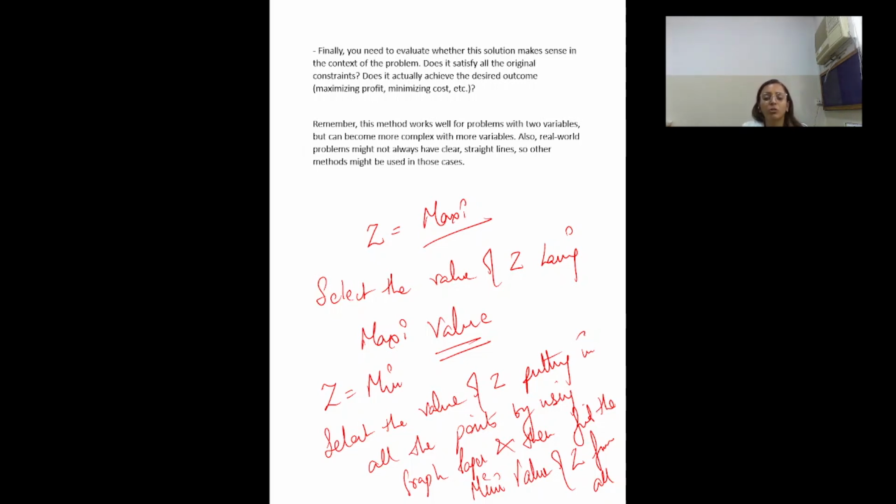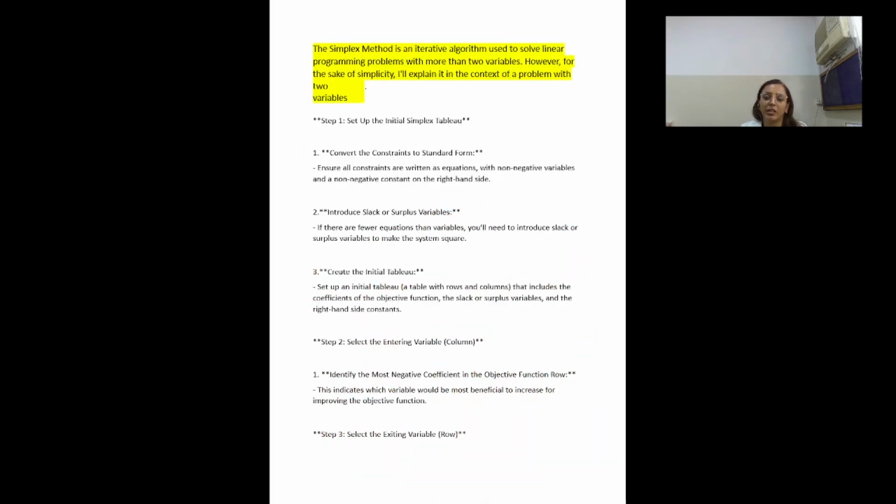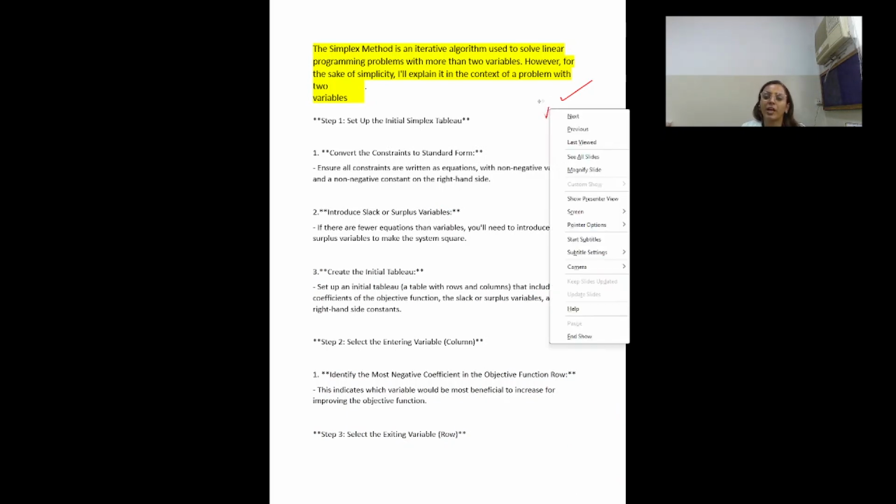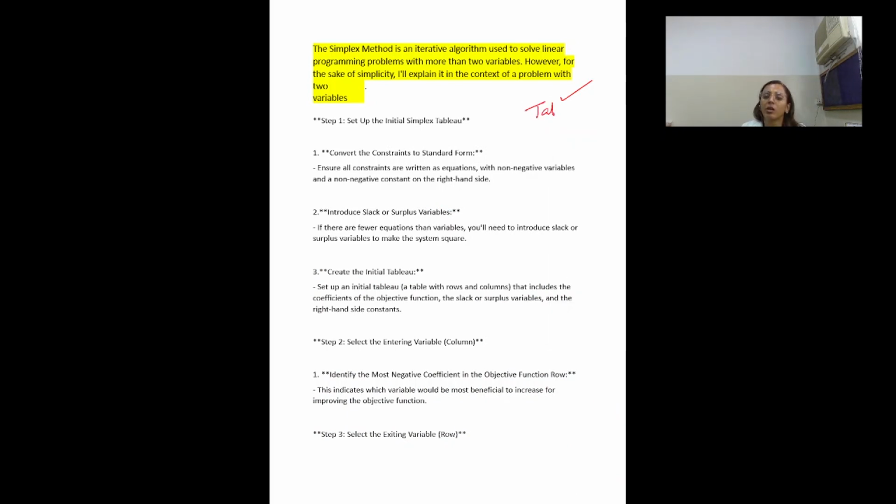If I'm asking about the next method, that is again a most important method, the simplex method. How do we solve our problem with the help of the simplex method? Again, the first point is that you have to make a tabular of your problem. Then your constraints should be in standard form, and remember the non-negative variables and the non-negative constraints are always on the right hand side, because in the table you have to write all your constraints.